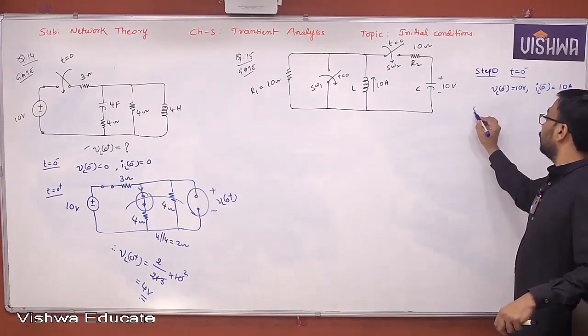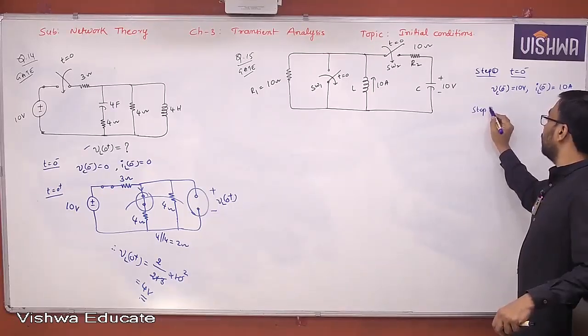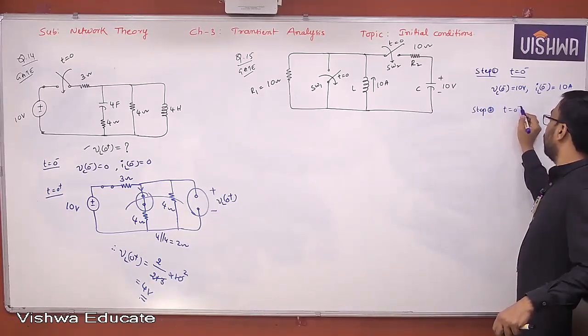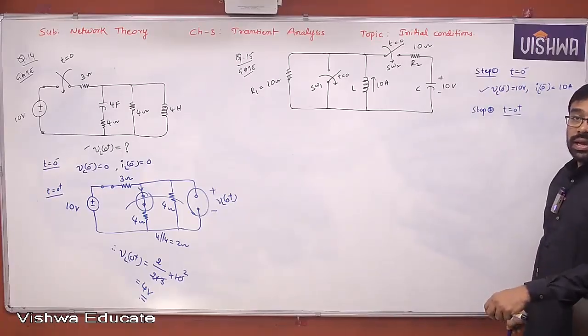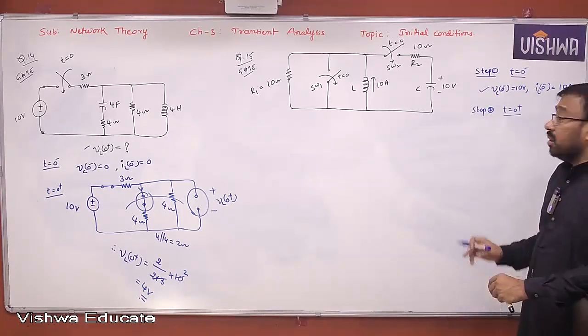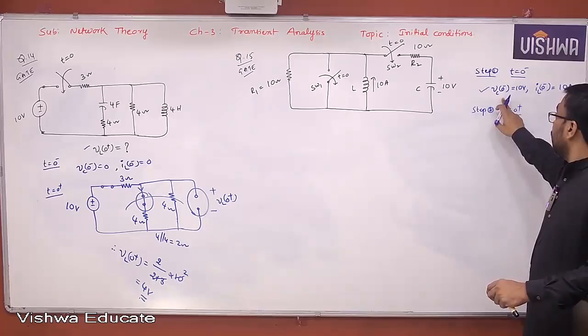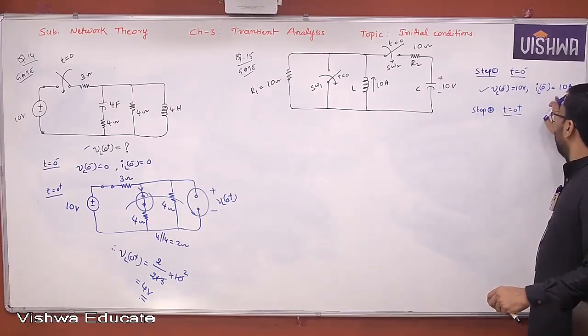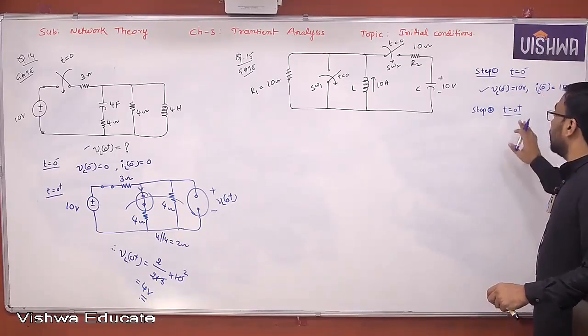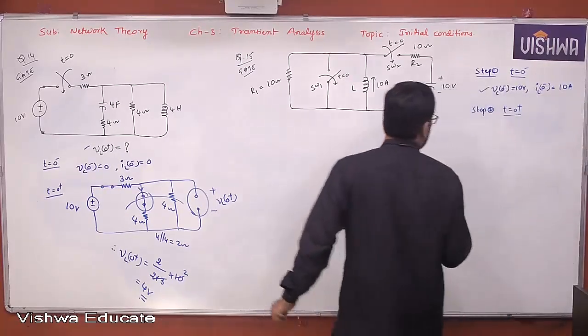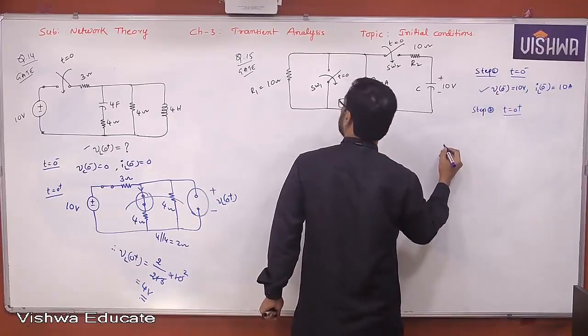Now step 2. What is step 2 actually here? Let's go for step 2, T equal to 0 plus equivalent using the data given. Understand, all of you? Using the data given at T equal to 0 minus, you already know the values. There is no need to construct the T equal to 0 minus equivalent. The values were already given. Let us now construct the T equal to 0 plus equivalent. How does it look? So let us do it.